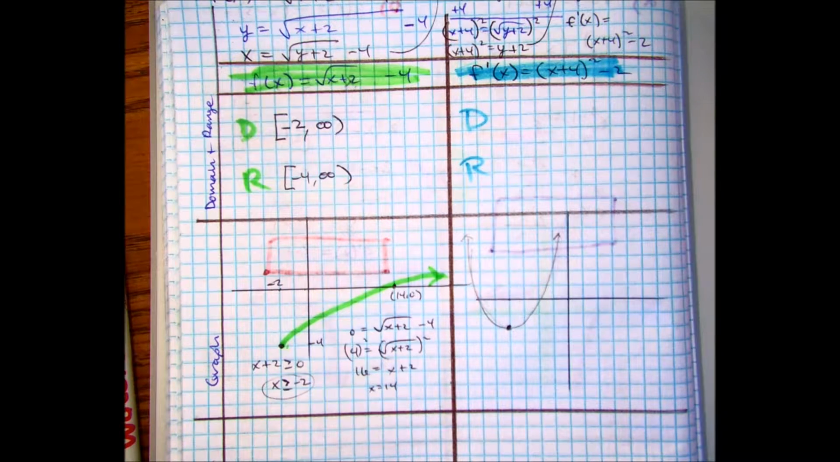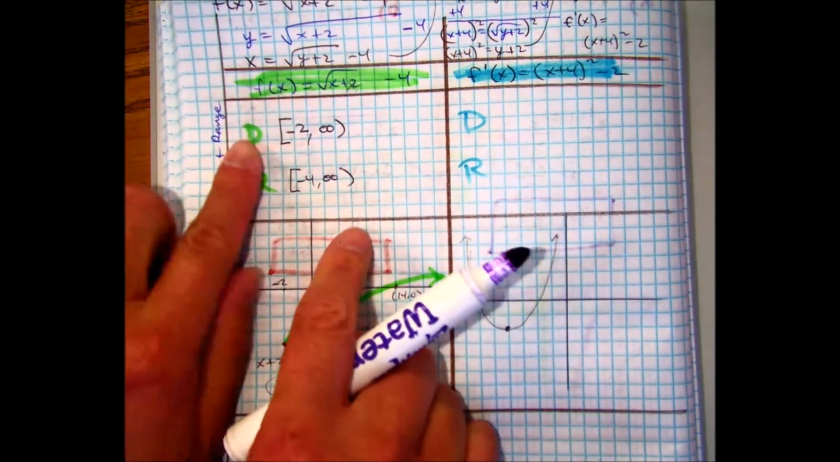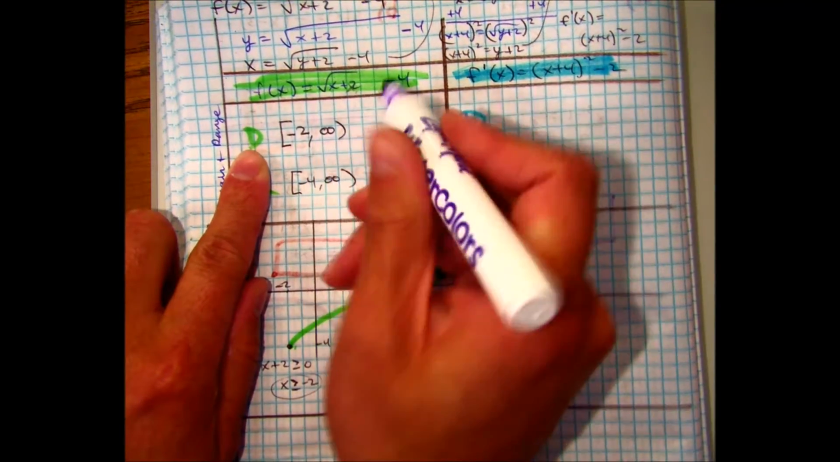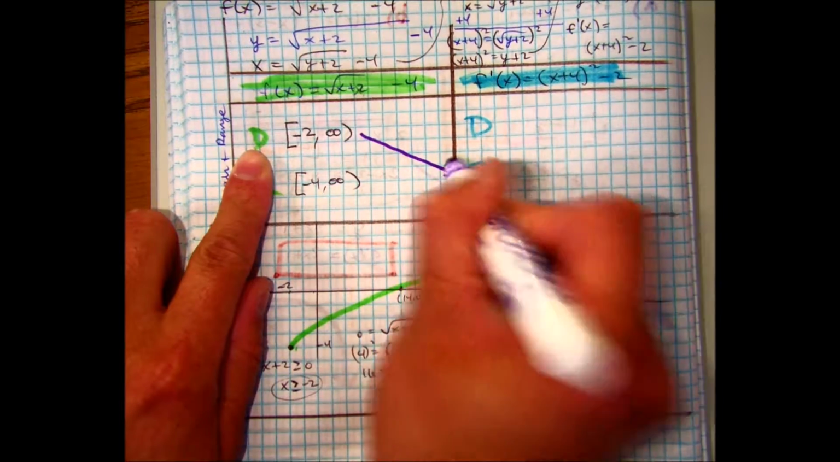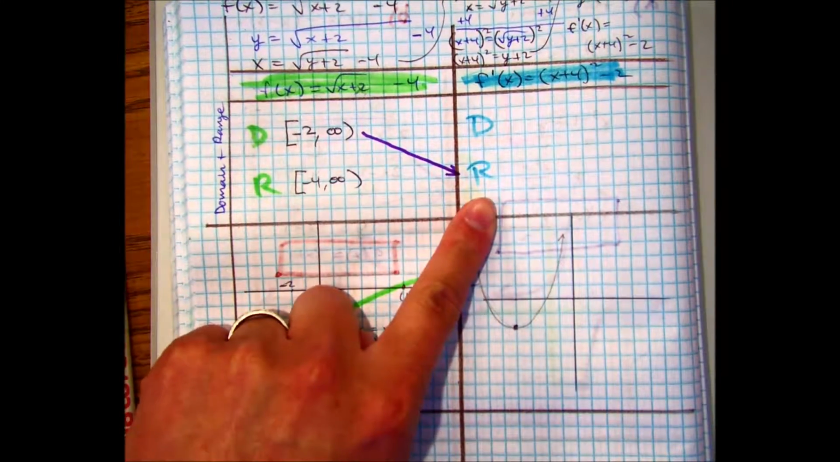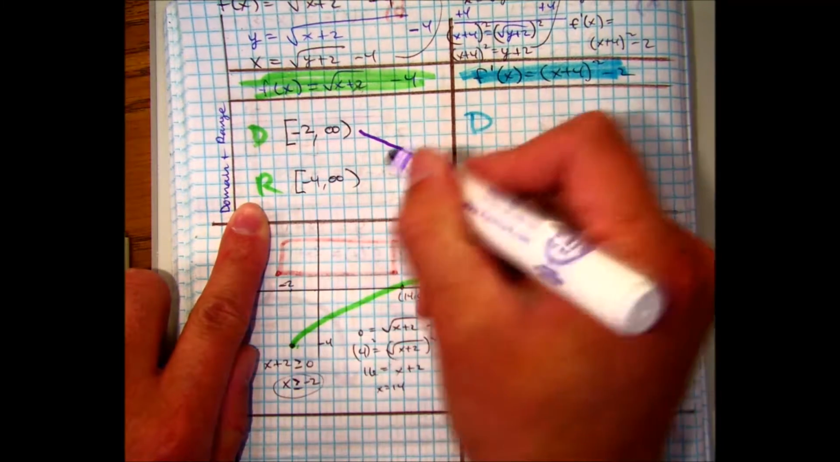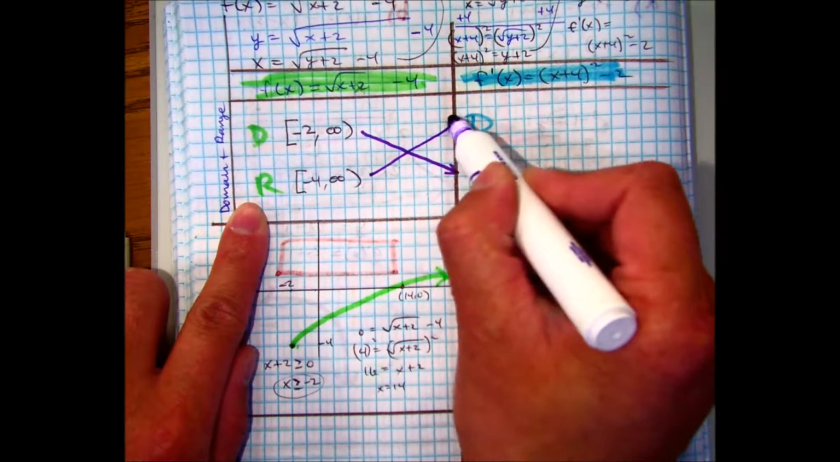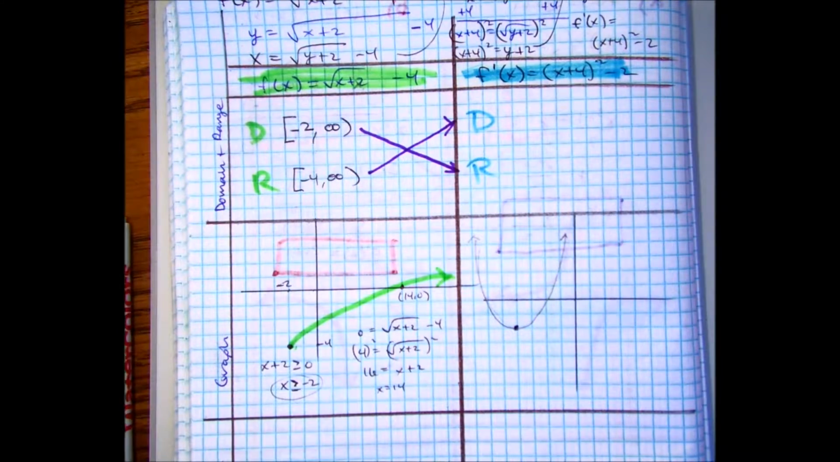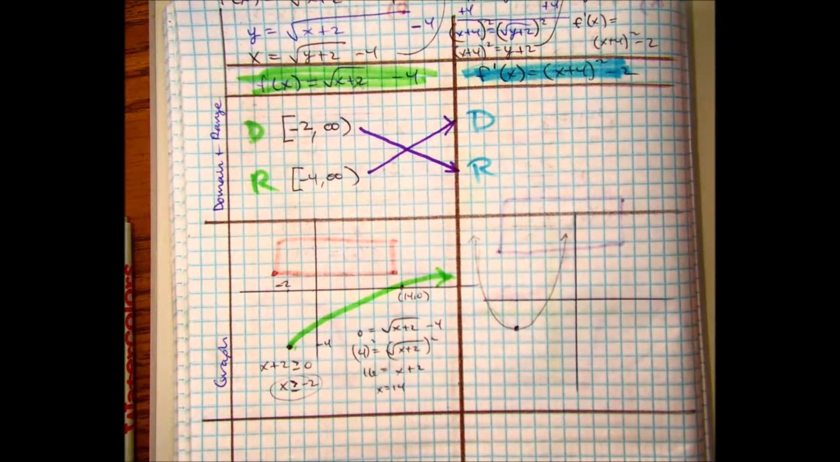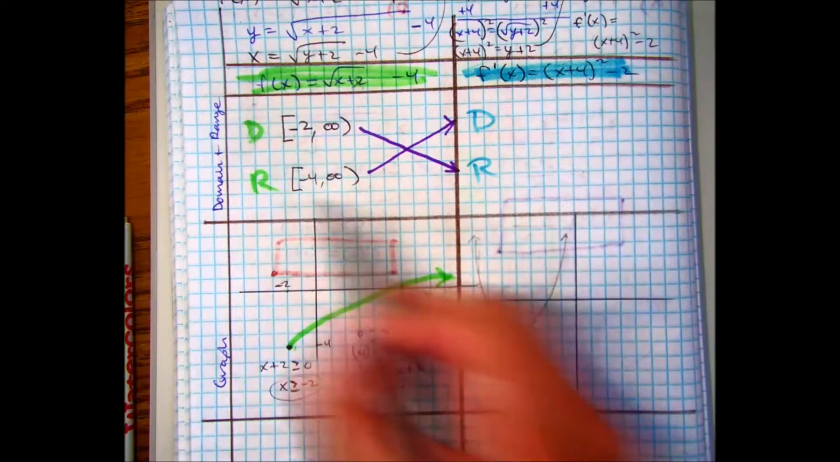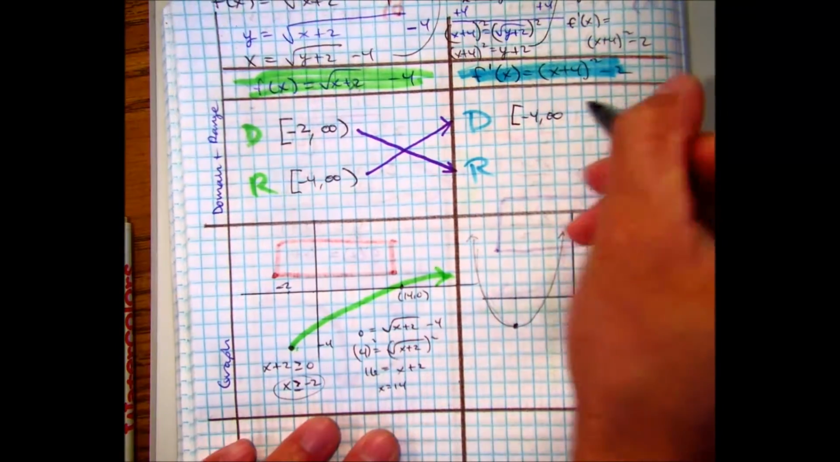What does number 2 say? Switching the x's and the y's. The domain refers to the x's. And now it becomes our range. What's another way of saying the range? The y values. Okay? So when I graph this, my graph looks like this, but it's telling me that my domain is going to be -4 to infinity.